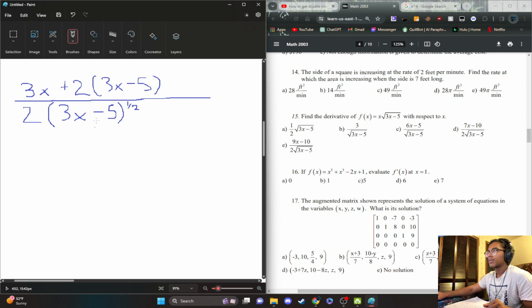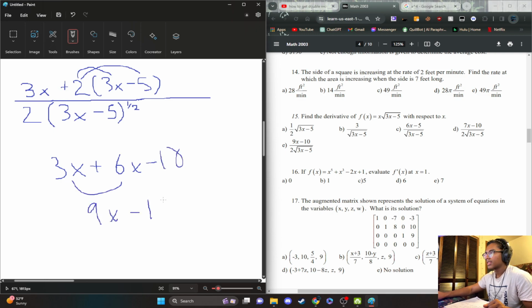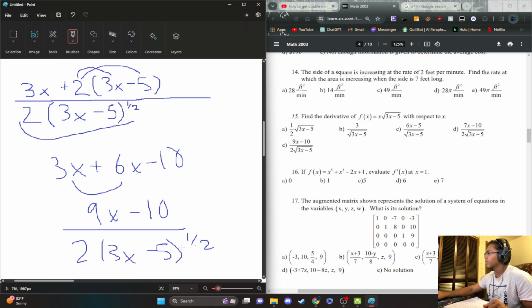So now let's solve it. So you have 3x plus 2 times 3 is 6x. 2 times 5 is negative 10. So you have 3x plus 6x minus 10. You get 9x minus 10, over this value right here, which is 3x minus 5 to the half power, which is the same thing as square root. So which one looks like that? E is the only one that looks like that. You see 9x minus 10.